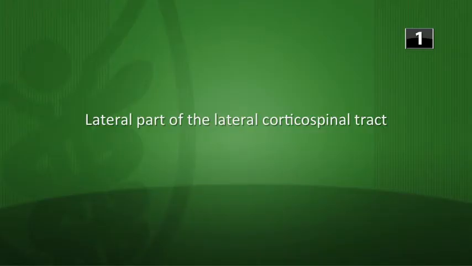Let's get started. First question, a unilateral lesion to the lateral corticospinal tract results in motor deficits ipsilateral to the lesion. Where in the lateral corticospinal tract is the motor innervation to the legs located? It's in the lateral part of the lateral corticospinal tract. In the lateral corticospinal tract, remember, the arms are most medial and then the legs are most lateral.